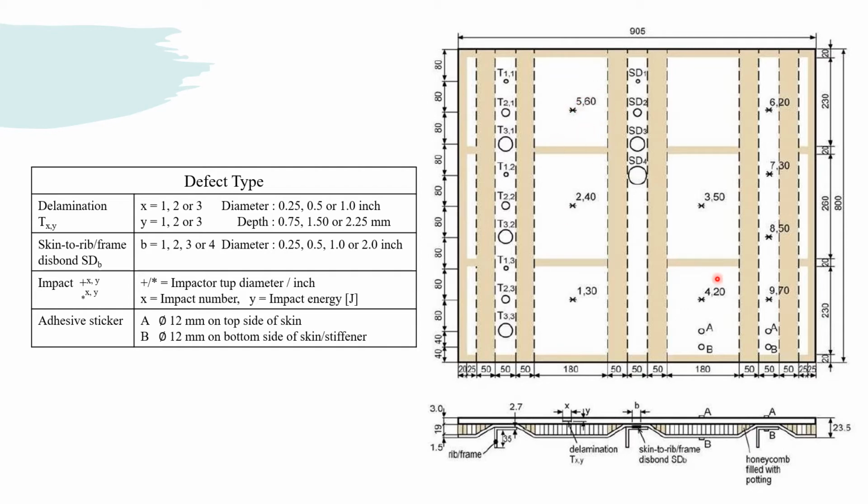And there is some notation with A and B, where A means the diameter of 12 mm on top side of skin, and B means diameter of 12 mm on bottom side of skin. A is the diameter of 12 mm on top side of skin and B is the similar diameter on the bottom side of the skin. So this one is the defect type.